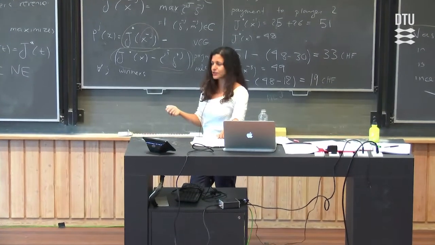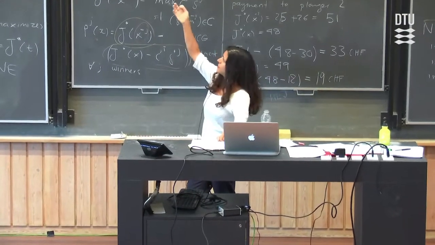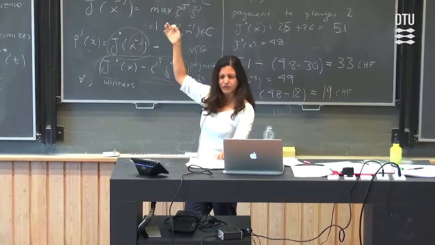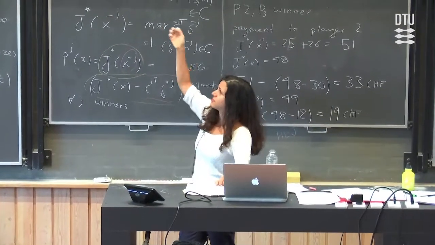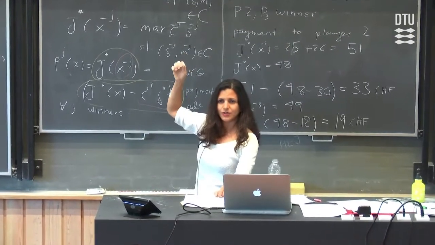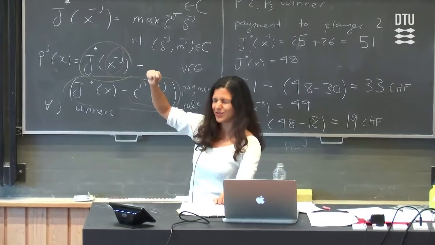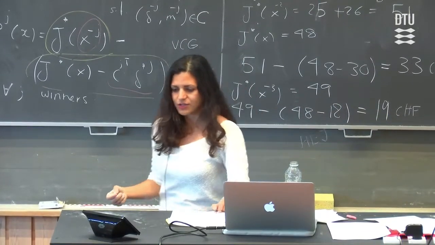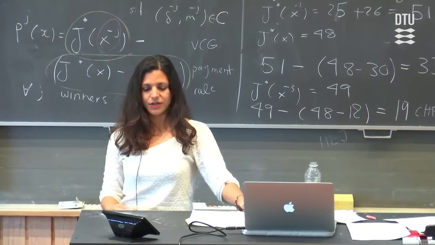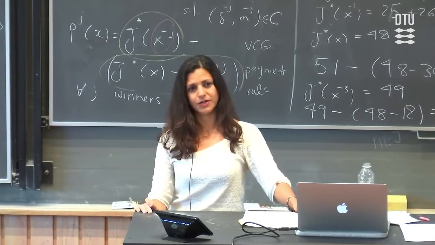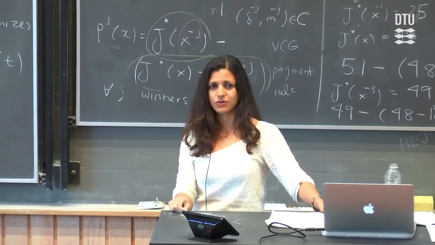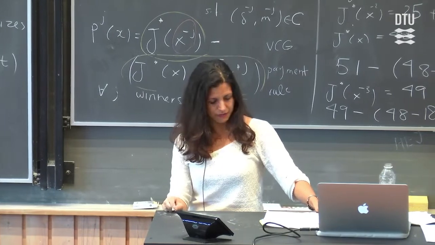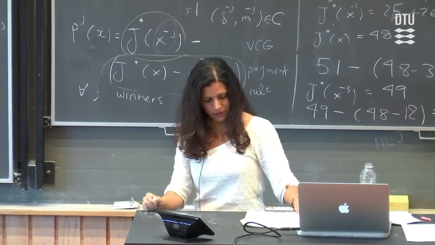Because to calculate VCG payments, you removed each of these players from the game, and you computed how much it would have cost to get 800, and you gave them that price. So the auctioneer ends up with quite a bad revenue as a consequence of this collusion. Okay, so this is one of the issues.